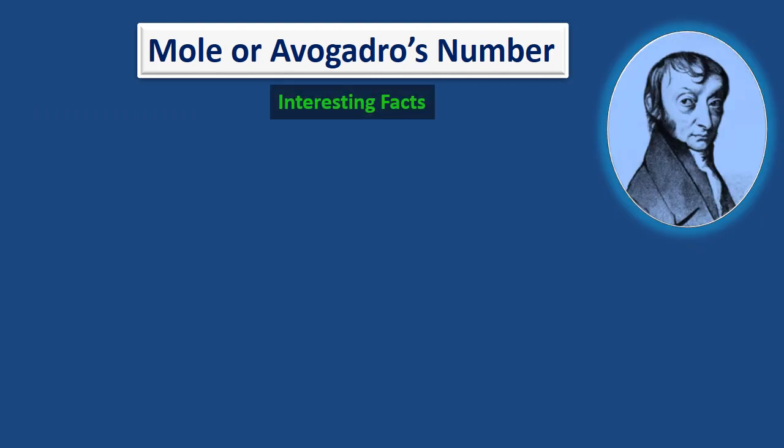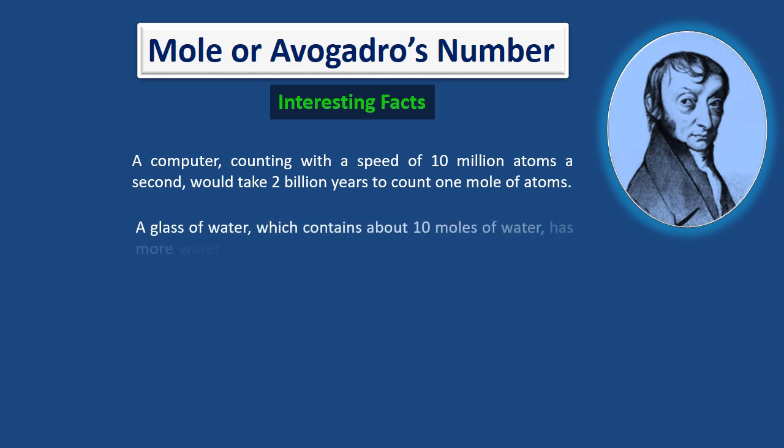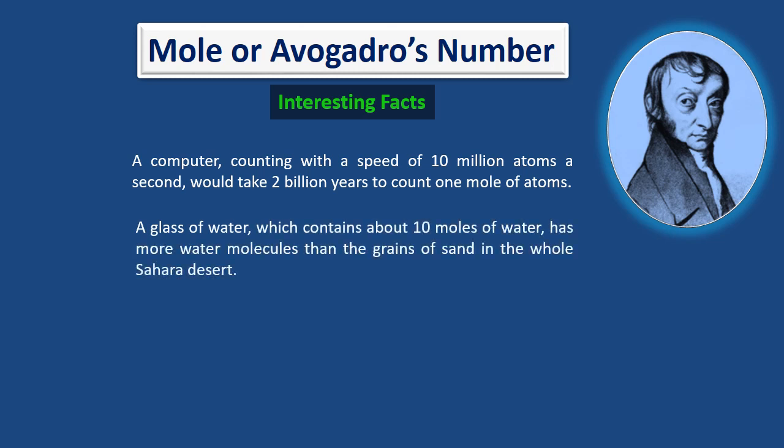Some interesting facts about Avogadro's number. A computer counting with a speed of 10 million atoms a second would take 2 billion years to count 1 mole of atoms. Another fact is, a glass of water which contains about 10 moles of water has more water molecules than the grains of sand in the whole Sahara Desert. So it's a very huge number.